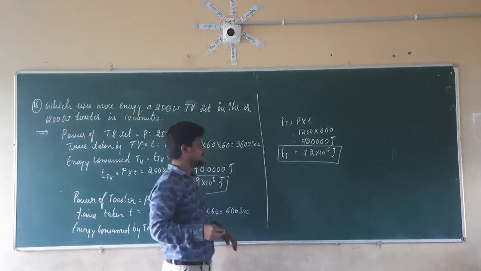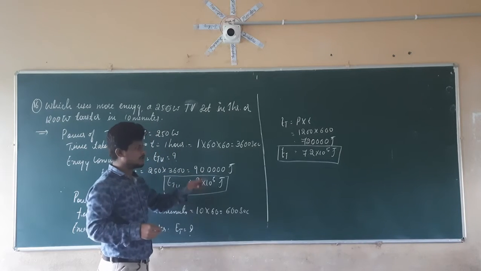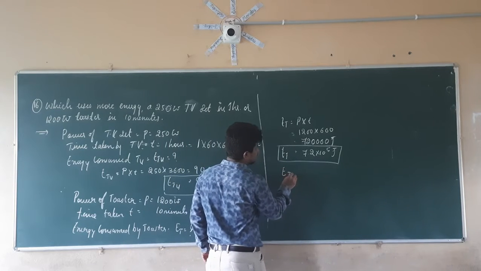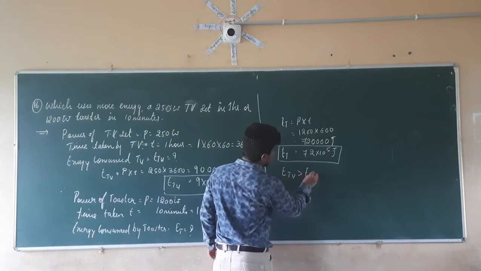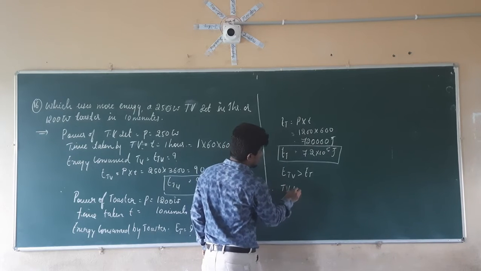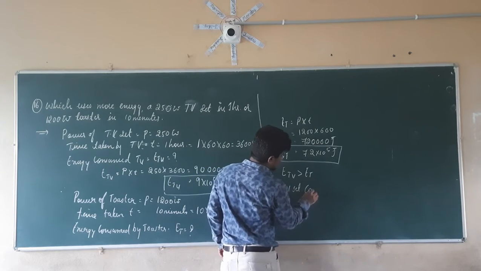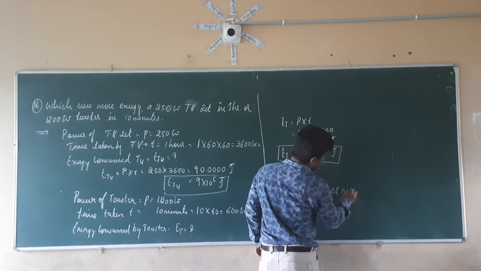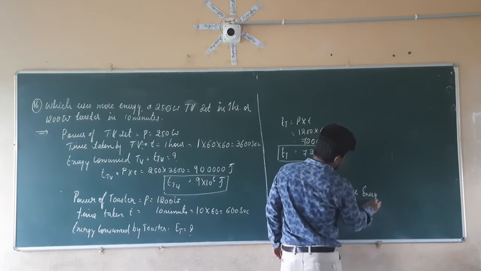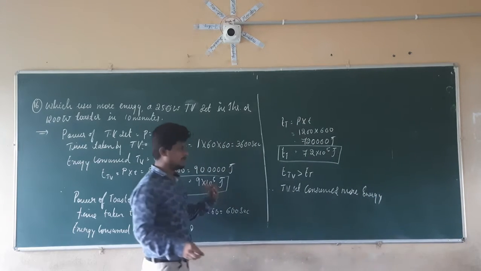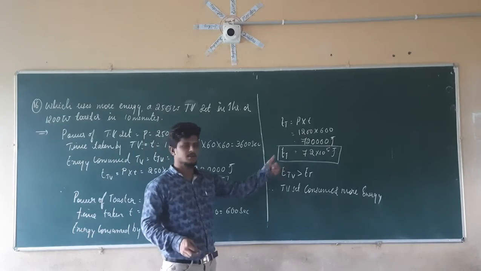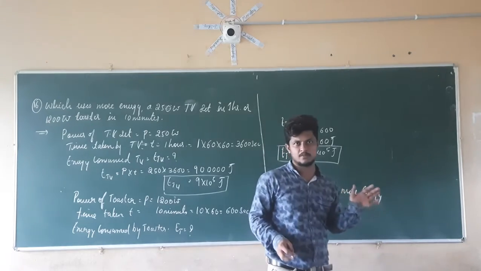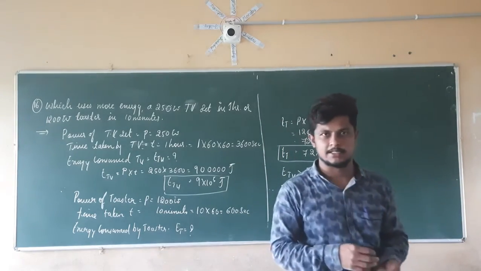If we check the values of the energy consumed by the TV set and the energy consumed by the toaster, since E_TV is more than E_T, therefore the TV set consumes more energy. Since the energy consumption value of the TV is more compared to the toaster, for that reason, TV consumes more energy than the toaster. So this is the problem number 16.